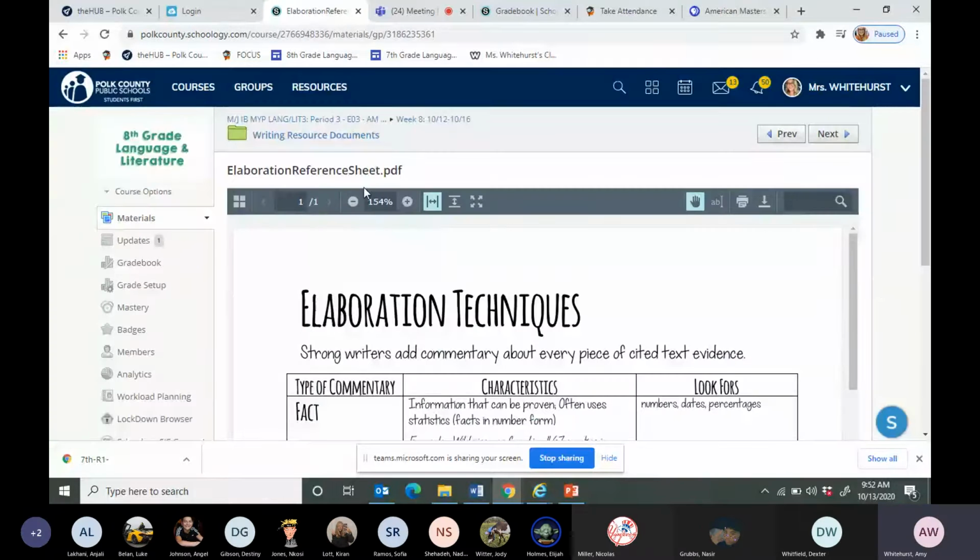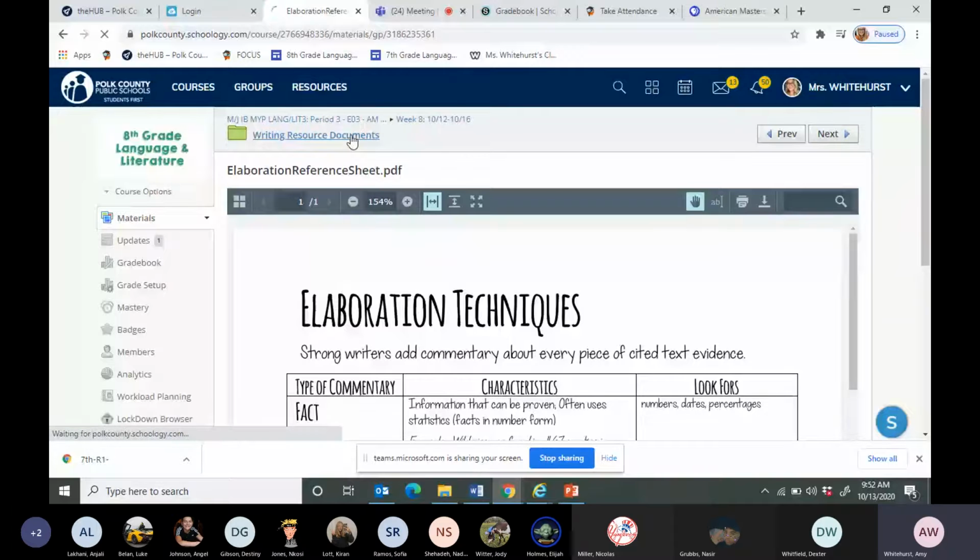Okay, so in your writing resource documents folder that is contained in week 8, we are going to go over a few tips for elaboration and what you can do while revising your essays this week in order to strengthen your elaboration sections. So again, those of you that had me last year, this paper might look familiar.